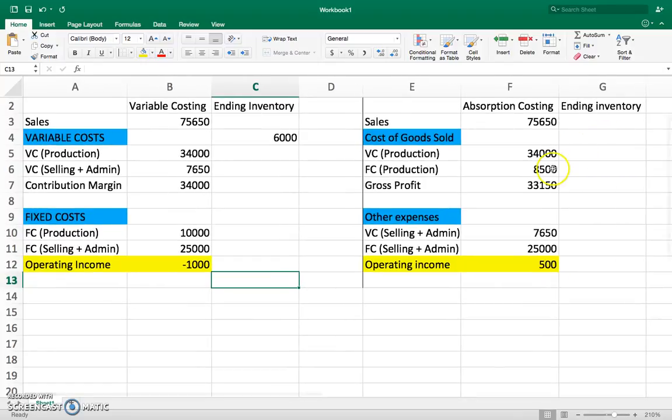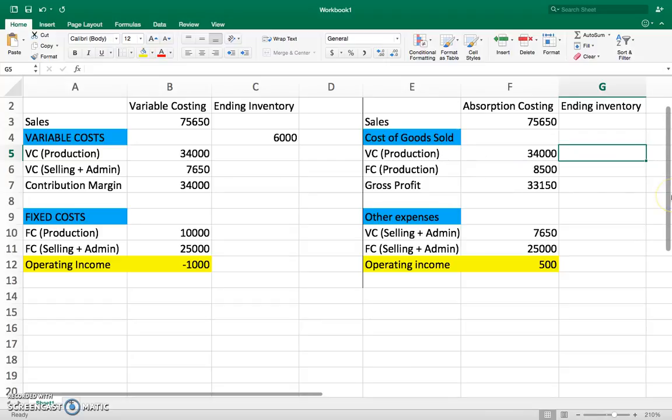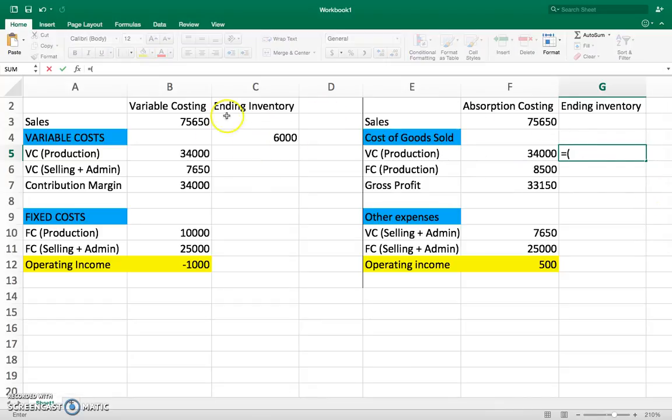Now moving on to absorption costing, ending inventory. There's going to be a significant difference between the two because we use a different method here, right? So this is how we find our ending inventory. We already know that we have 150 units left over, right? That multiplied by my variable cost, which is 40 per unit. Okay, that's the same procedure that we did here.